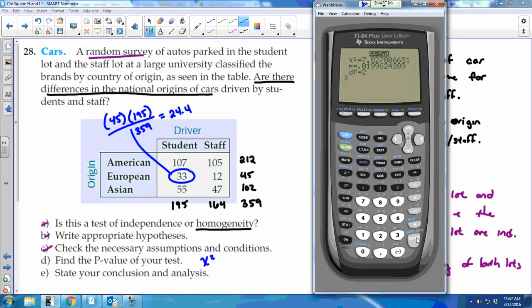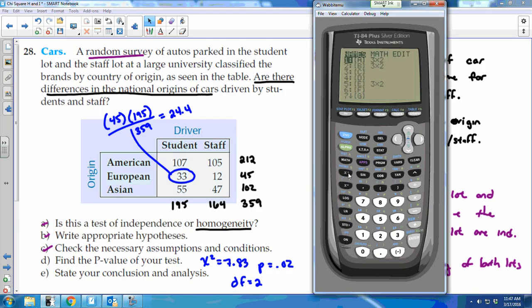So I've got my chi-square. We can go back and look at this later, but I'm trying to save myself some time. But what's really neat is, it doesn't say it, but your observed counts were in matrix A, and now all of the expected counts are calculated for you and put into matrix B. So you go to the matrix menu, and you just hit matrix B and hit enter, it filled in all of the expected counts.